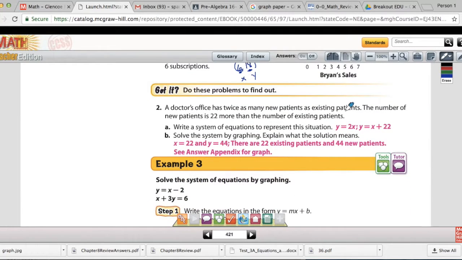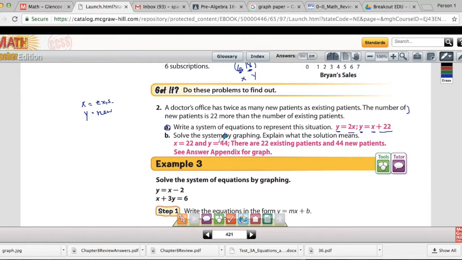For the example problem here, we have a similar situation where we have a story problem and we have to write a system. We have to start by saying what our x is going to be and what our y is going to be. x is going to be our existing patients and y will be our new patients. Now, if you chose the other way around, you should still get the same answer. It's just going to look a little bit different for your equations. But here we have y, your new patients, is equal to twice your existing, and then y is equal to your existing plus 22, and we got that from the story problem.